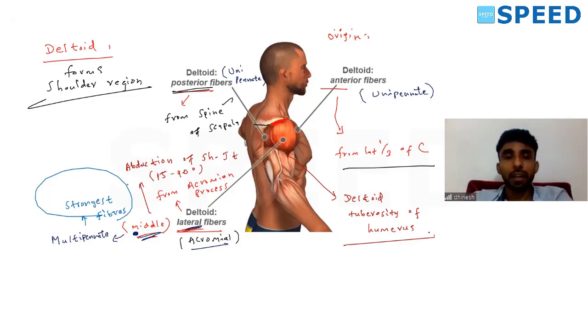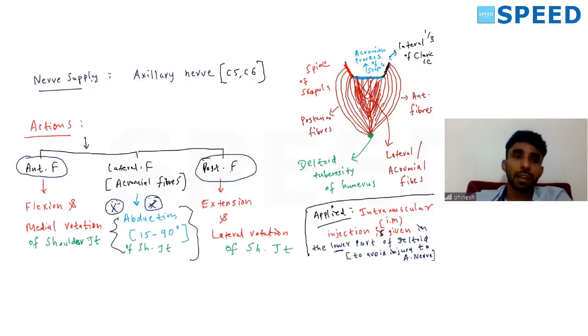Now coming to the nerve supply of the deltoid, you should already know, because in the last session we were discussing the nerve supply of deltoid. Yes, the axillary nerve. So the nerve supply of deltoid muscle is the axillary nerve. What is the root value of the axillary nerve? Yes, C5, C6.